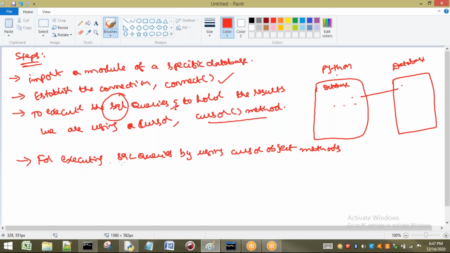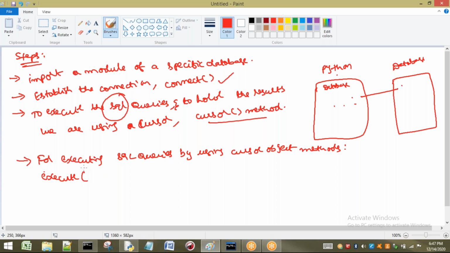For executing SQL queries, who is going to execute? Cursor is going to execute. So cursor methods are there. That means how is the cursor going to execute that? By using some methods. What are those methods? First method is the execute method.